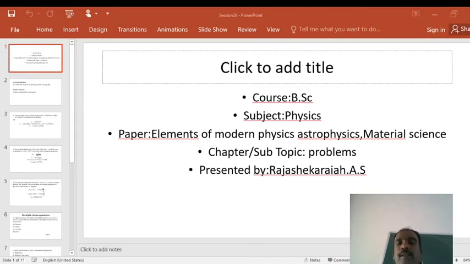Now today's class is a problem class for final BSc fifth semester, presented by Rajshekar A.S., Assistant Professor, Department of Physics, Government First Grade College for Women, Tumkur.